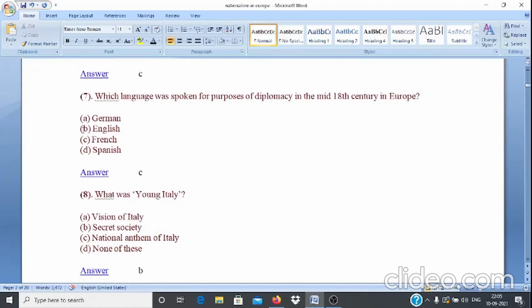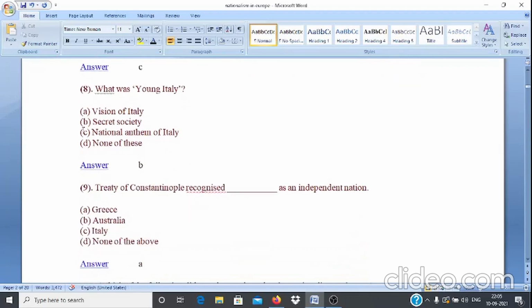Question number 7. Which language was spoken for purposes of diplomacy in the mid-18th century Europe? Options are A. German, B. English, C. French, D. Spanish, and answer is C, that is French.